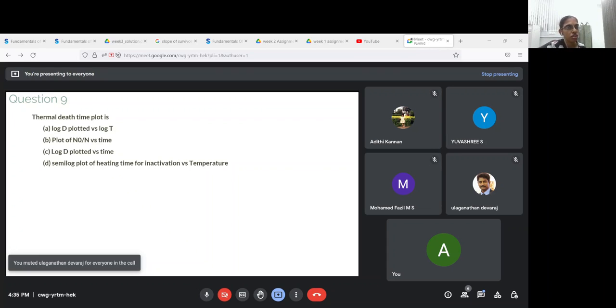Moving on to the next question. The thermal death time plot is one of these. It's either log D versus log T, or n naught by n versus time, log D versus time, and semi-log plot of heating time of inactivation versus temperature. Have you heard of the thermal death plot anytime?